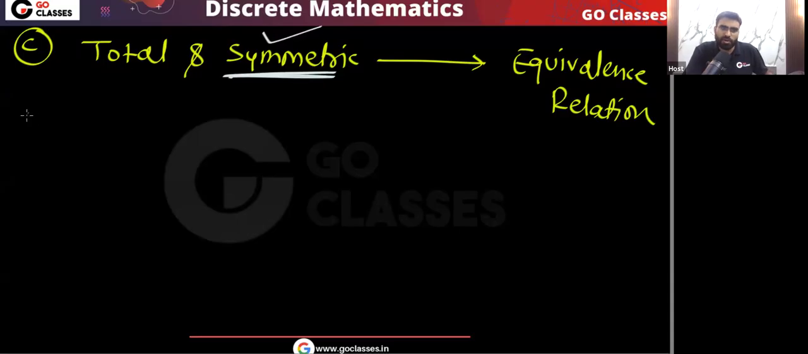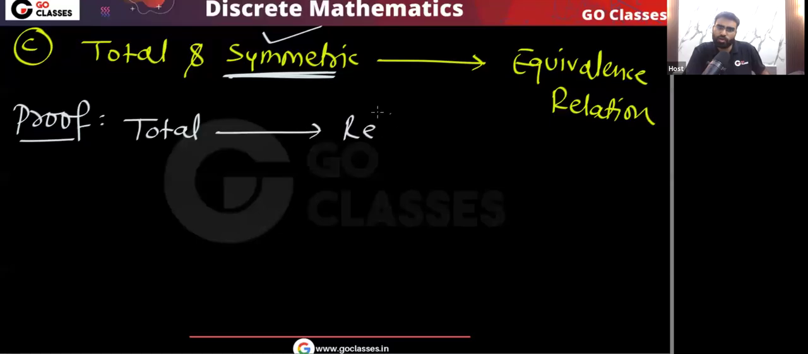Total implies reflexive or not? You know that total implies reflexive. So you got reflexive also. We have reflexive, we have symmetric. Two things we already got. What is the third thing we need? We need transitive. Now all you have to do is prove transitive or not. Can you prove transitive? Checking transitive.